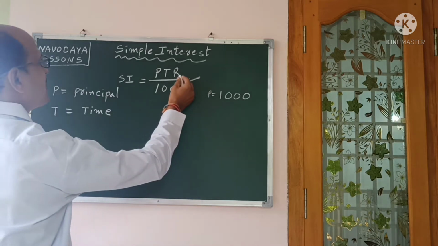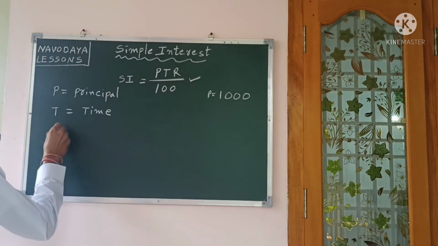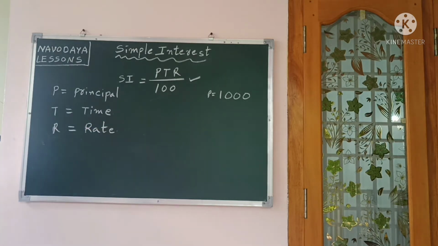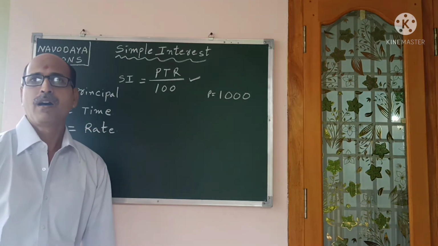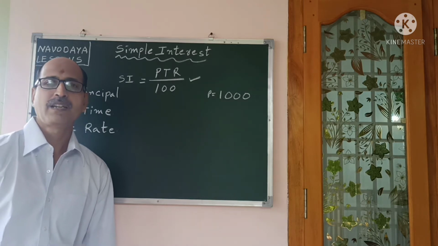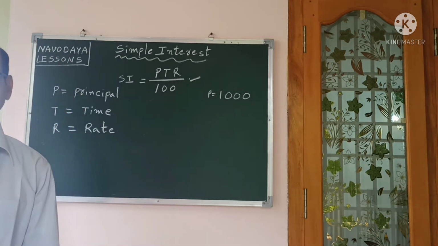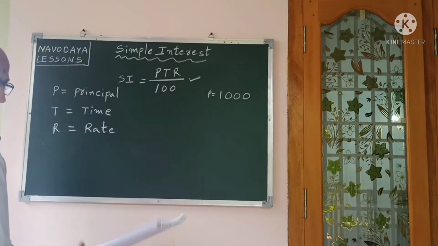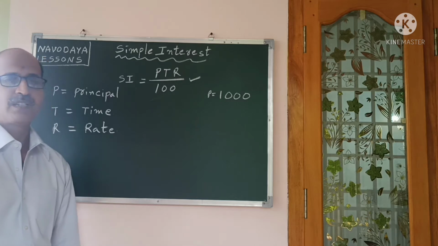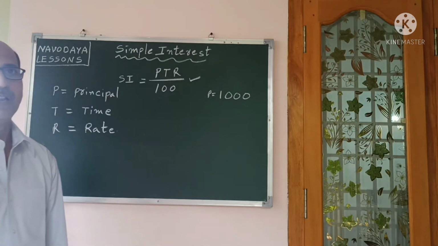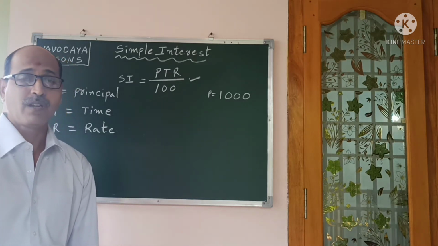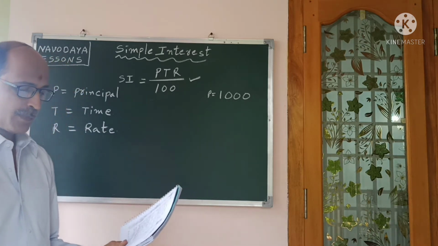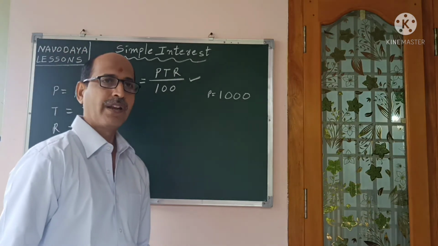Now let us see the R. What is R? R is rate of interest. Rate means percent, per 100. Rate of interest may be 4%, 6%, 8% like that. 12% means 12 rupees per 100 rupees. Percent per year or percent per annum is called rate.